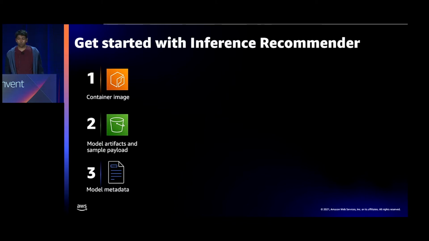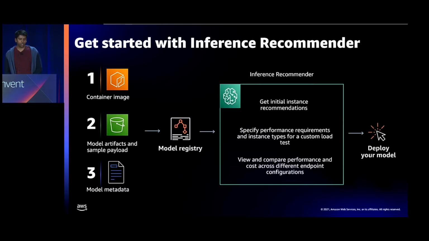This information will all get stored into SageMaker model registry, where you can track and version your models as well as integrate with MLOps. From here, once your model is registered, you can then kick off an initial instance recommendation that uses all the model metadata that you provided to identify an optimal set of instance types to conduct a load test. Within 45 minutes, you can expect to get recommendations on instance types, model optimizations, as well as container parameters.